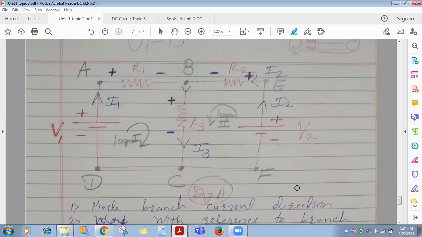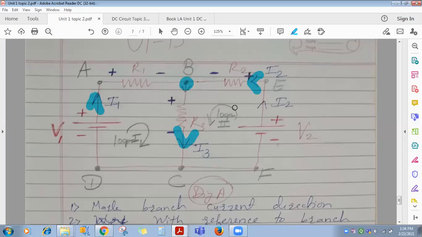Whenever you solve a branch sum using Kirchhoff's law, mark the branch current direction. So that we did: I1 clockwise, I2 anti-clockwise, I3 downwards, and I3 is equal to I1 plus I2. Whenever I say I3 is equal to I1 plus I2, which law have you applied here? Kirchhoff's current law. Correct. So the first step is to mark the branch current direction using KCL, Kirchhoff's current law.